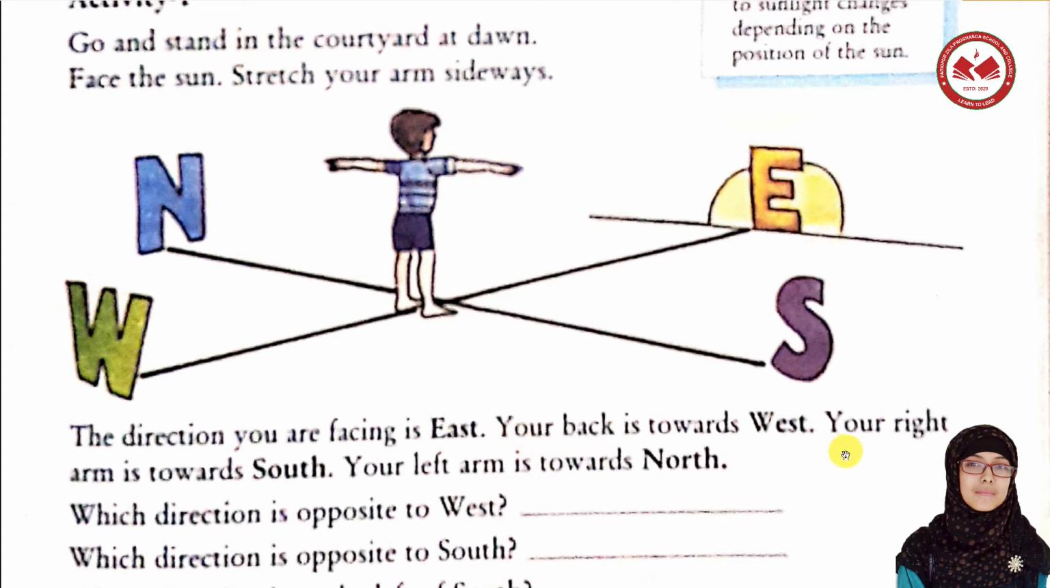So now they are pointing that your back is towards west. The position your back is facing, that is west. অর্থাৎ তোমার পিছনে দিকটি হচ্ছে ওয়েস্ট। যখন তুমি সূর্যের দিকে মুখোমুখি হয়ে দাঁড়াবে ঠিক তখনই তোমার পেছনের দিকটি হবে ওয়েস্ট, অর্থ হ্যাঁ পশ্চিম। Your right arm is towards south.